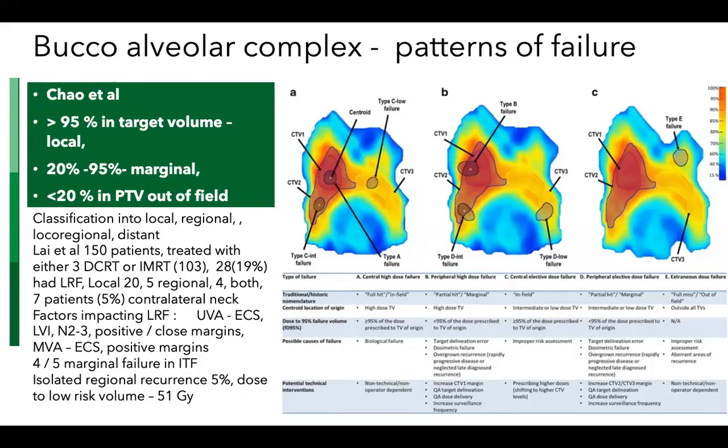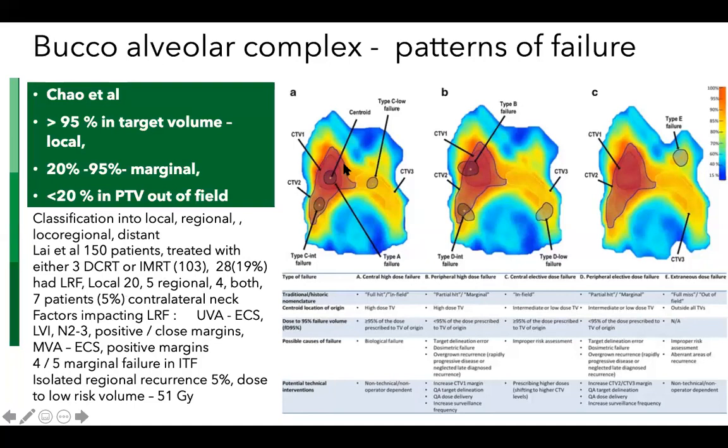Then, of course, is the differentiation, which I've already touched upon, local, regional, and distant, and the fact that local recurrences are the major component. Local recurrences are the major component in gingival buccal cancers. Regional are less. Both together, you can see, 24 out of 28 patients have had some form of local recurrence. Contralateral neck failures are less.